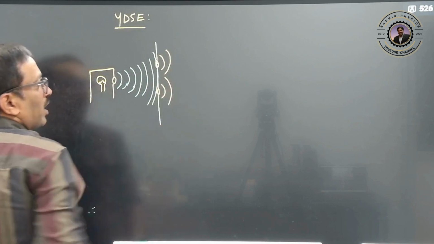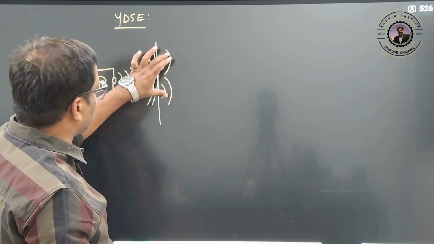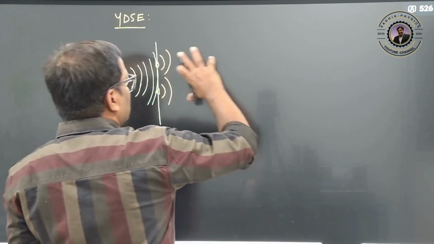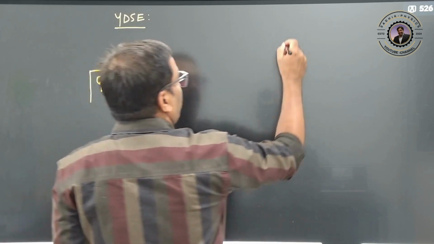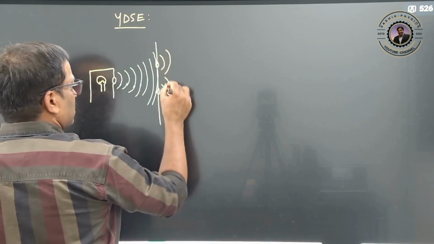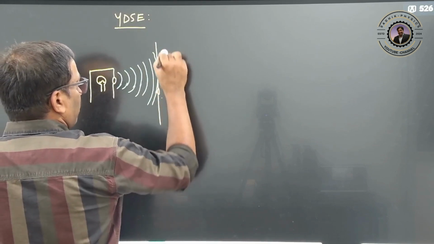These two waves are said to be coherent waves. Why? Because these two waves are coming from a single source, and they are going to get superimposed. How they are superimposed, I'll draw roughly here so that you can understand very clearly.